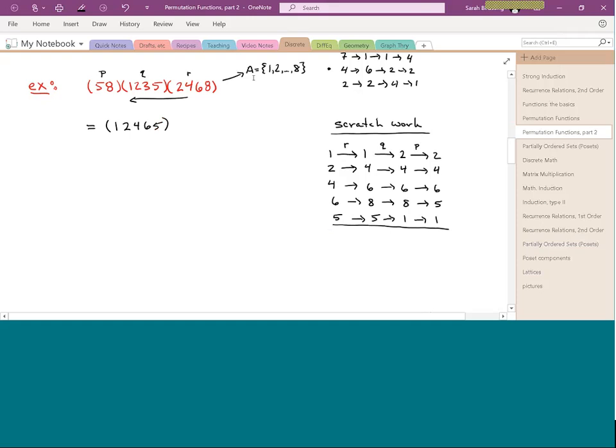Now, our building set was the integers 1 through 8. We have not used all of them yet. So who's the smallest integer that we haven't used yet in our domain?